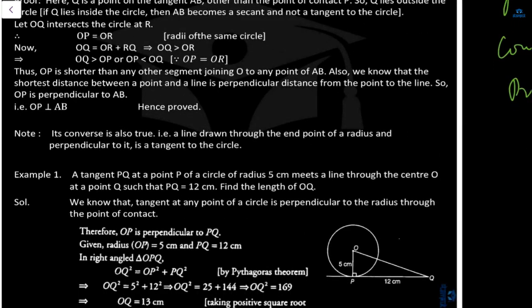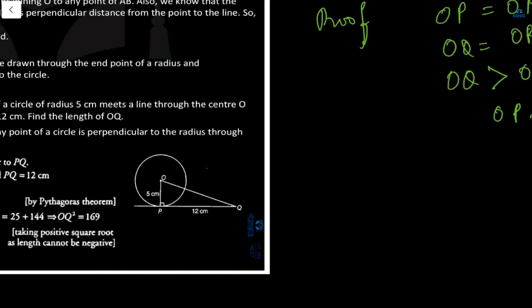The converse of the theorem says that a line drawn through the end point of a radius and perpendicular to it is a tangent to a circle. So how can you prove that this is a tangent to a circle? This is the radius, and from the end point it is drawn. A tangent touches the circle at only a single point. So we can assume that it is touching the circle at any other point also, that is, at 2 points. Then you can prove it like this.